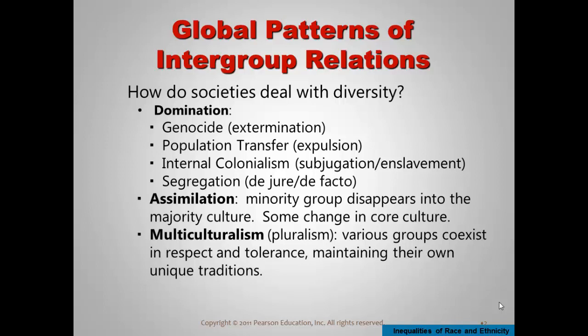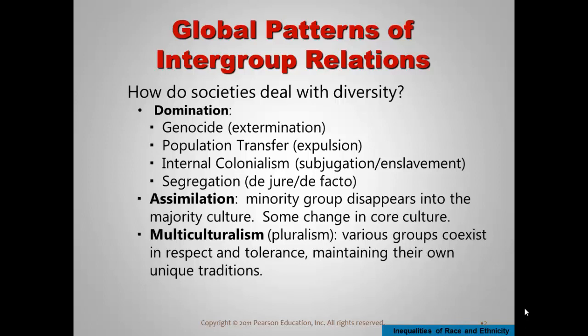Population transfer, another term for this would be expulsion, where entire groups are expelled from a population or from an area to make the area more ethnically pure. This is something that occurred within our own history with the Trail of Tears, that we'll touch on in a little while, involving Native Americans in the 1800s. Internal colonialism, where the minority group is subjugated or enslaved in relation to the majority group, so that they may be owned, as was the case during our slavery period. Their behavior is controlled and manipulated. This is another form of domination by the larger group.